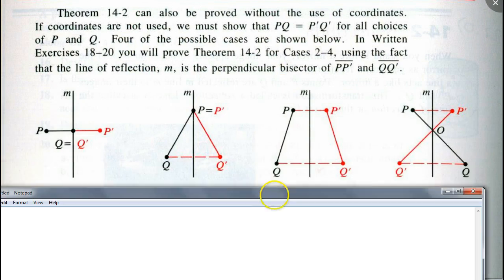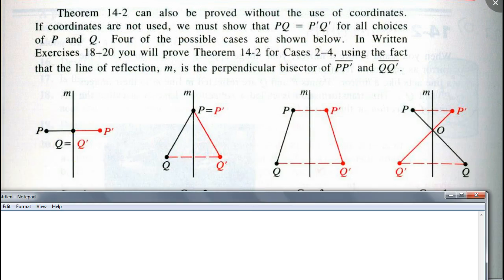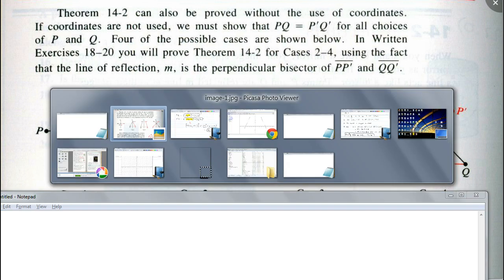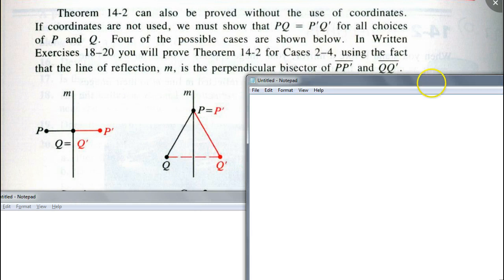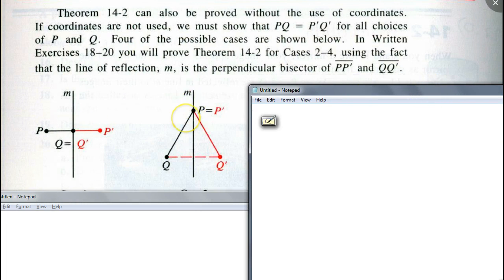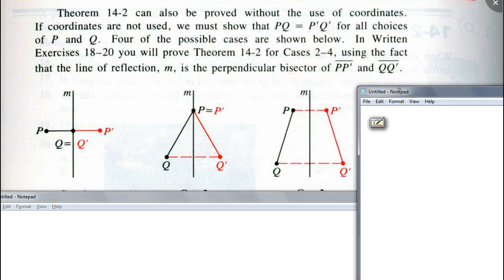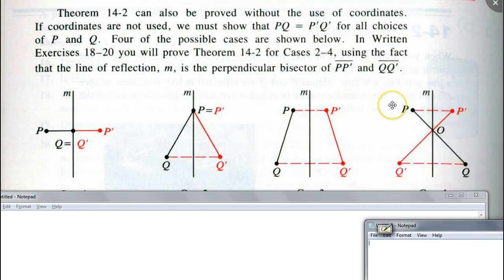Well, first one is where P, Q, and P prime, Q prime are all collinear, and also Q is on line M. Second case is where they're not collinear, but still one of the points is on the line M. Third case, does one of the points have to be on line M? No, it could be off of line M. Guess what the fourth case is? Yeah, one of them is on one side and the other point is on the other side of the line of reflection. So which one would you like to prove if you had a choice?